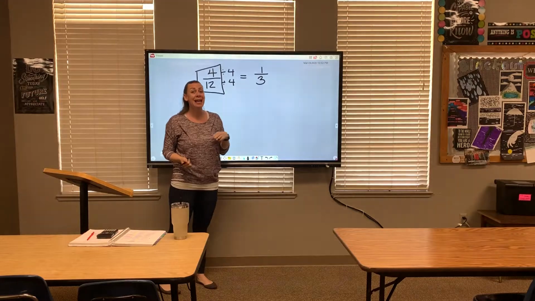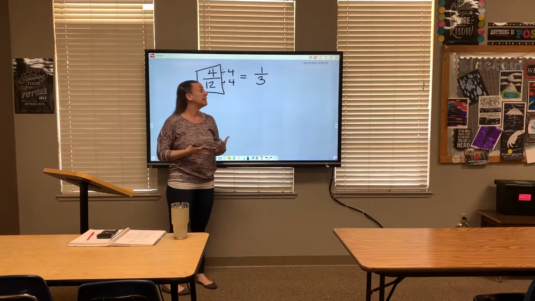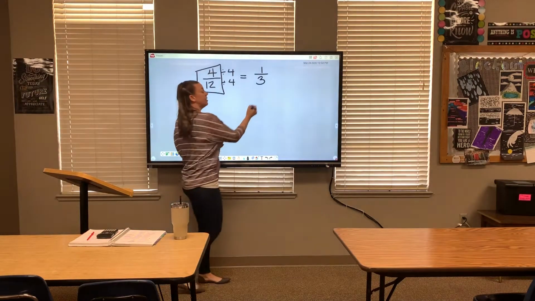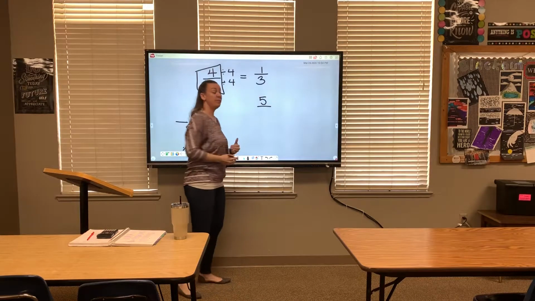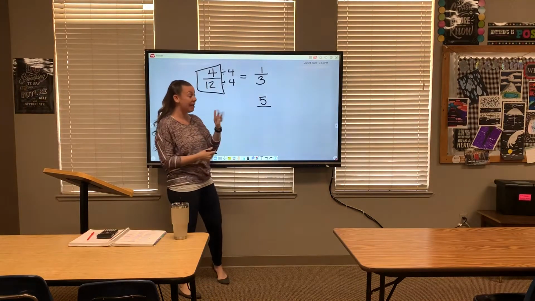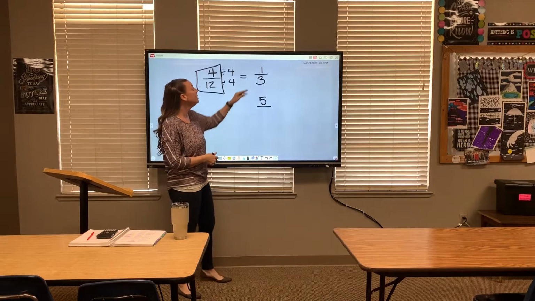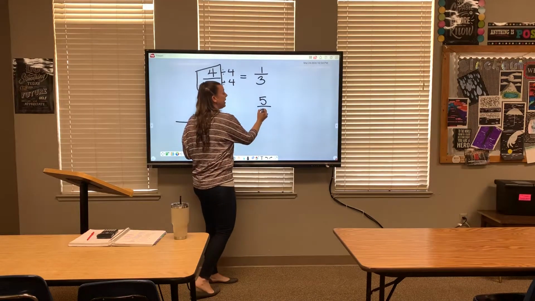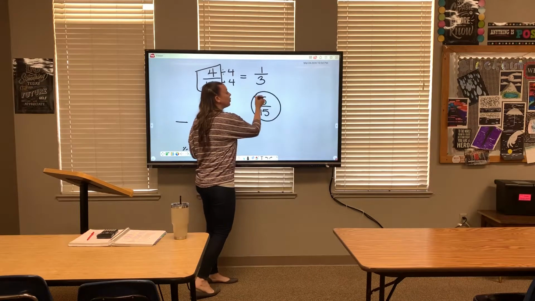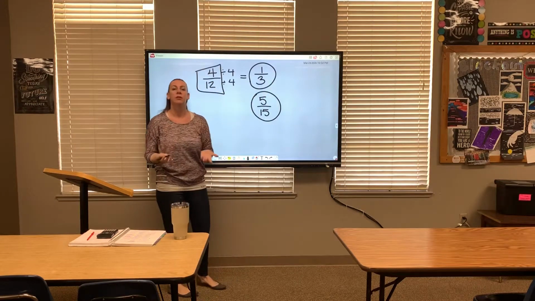Now I can take that and I can multiply it by anything. Let's say I multiply top by 5. That would be 5. If I multiply the bottom by 5, I'd have to multiply both top and bottom by the same thing. If I multiply the bottom by 5, I get 15, and I just created more equivalent fractions.